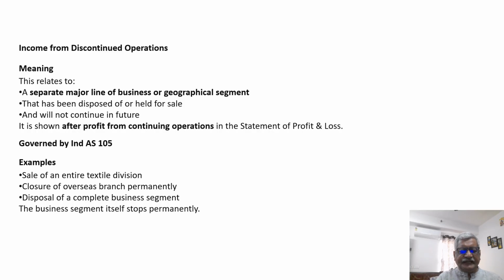Examples: sale of an entire textile division, closure of an overseas branch permanently, disposal of a complete business segment. The business segment itself stops permanently.